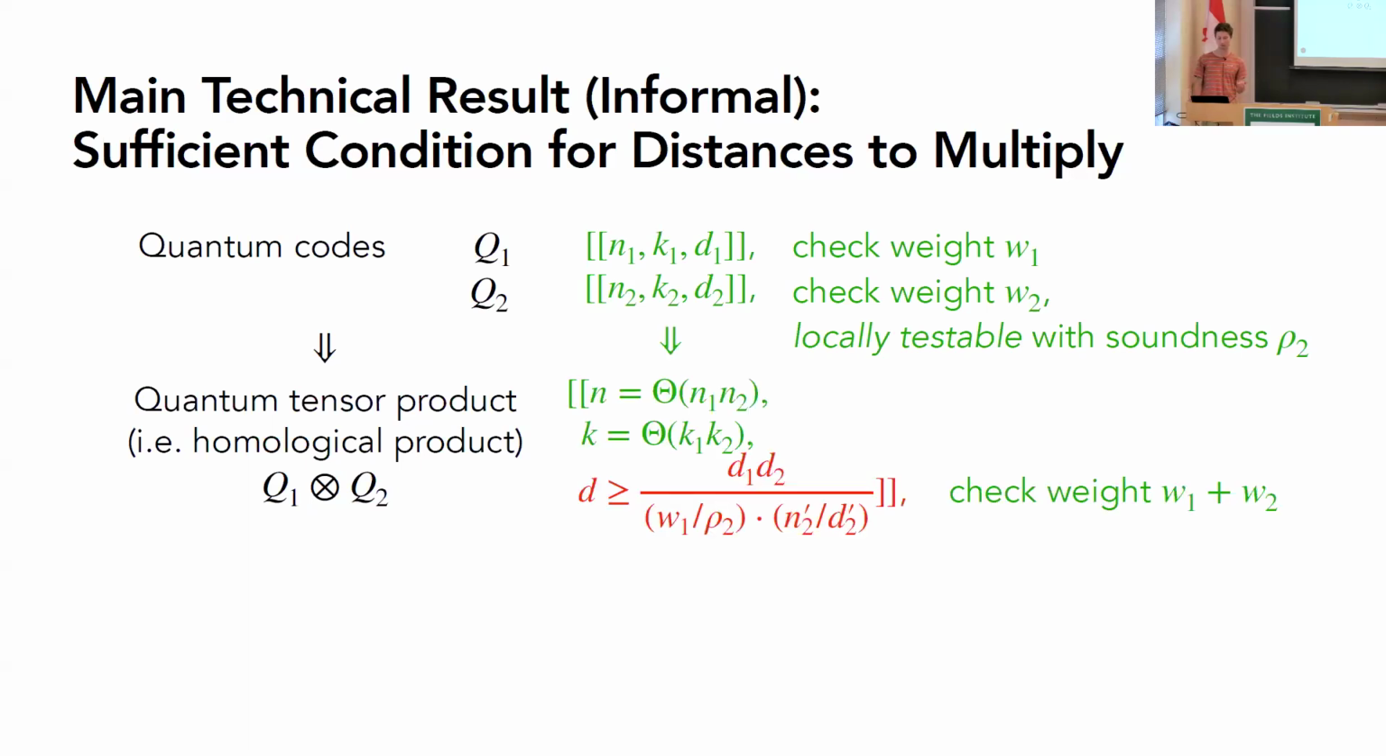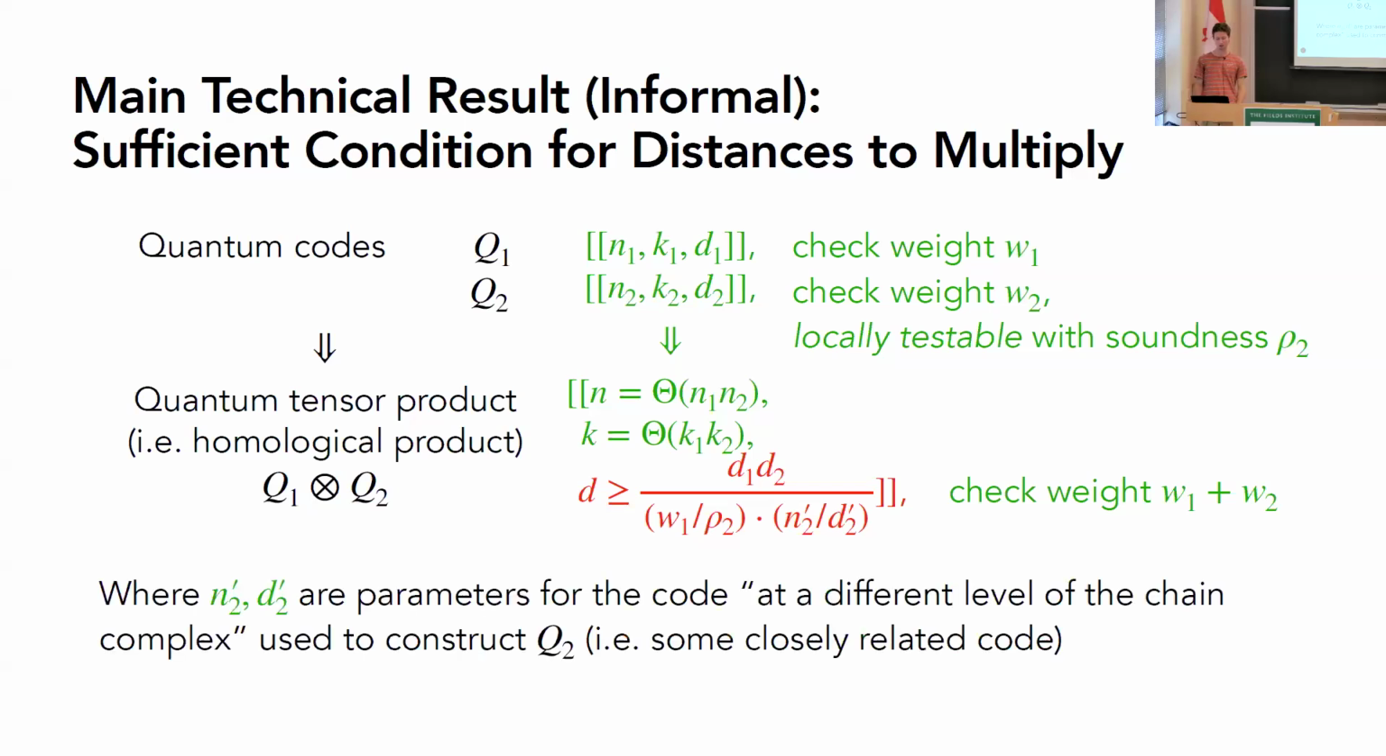Then our product code has distance growing as d1 times d2 divided by w1 over ρ2 times this additional parameter n2 prime over d2 prime, which is the length and distance of some code closely related to the code Q2. So if we imagine w1 and ρ2 are constants, so we start out with really good codes, and we can also assume n2 prime over d2 prime is roughly a constant. If this code closely associated to Q2 is also a good code, then essentially we're recovering almost the linear scaling of D with d1 times d2 that we had in the classical case.